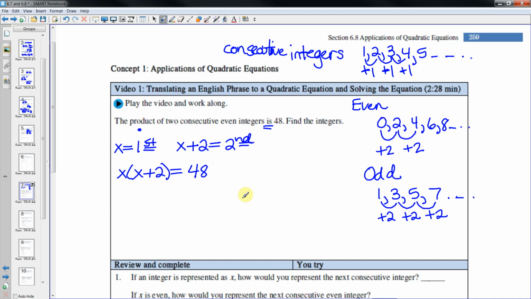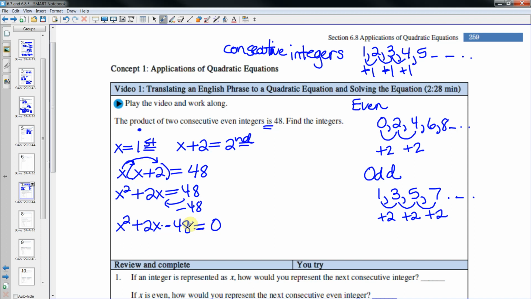And now you see it looks kind of like a problem like I just did. I'm going to have to clear my parentheses before I bring the 48 over. So x times x is x squared. x times 2 is 2x, equals 48. Now bring the 48 over, so subtract 48. So x squared plus 2x minus 48 equals 0. Now it's ready to factor.